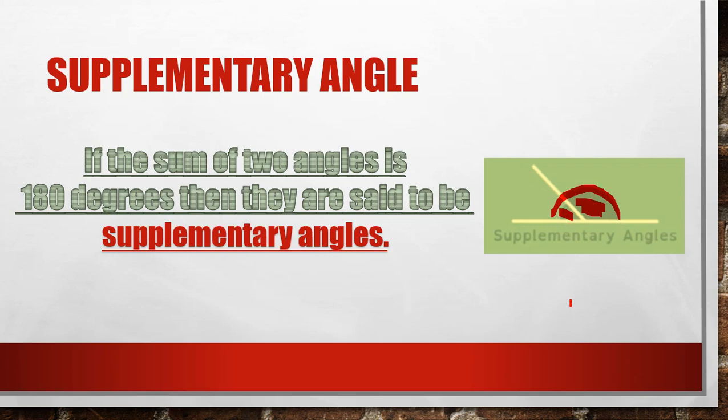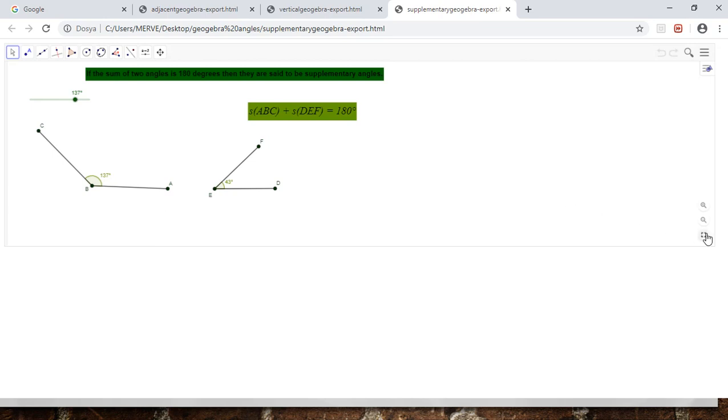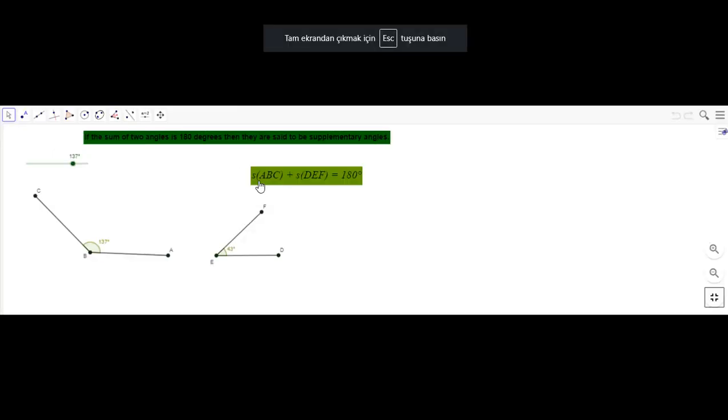But don't forget that they don't have to be next to each other. Let's show it. Here we have two supplementary angles, ABC and FED. These two angles are supplementary angles because their sum is 180 degrees. But they are not next to each other, you can see, they don't have to be.